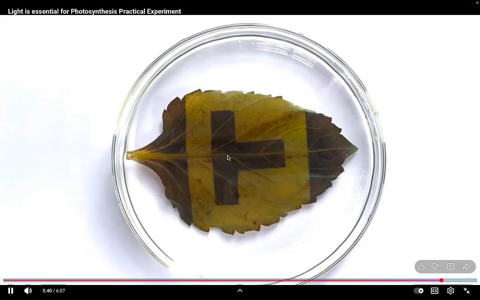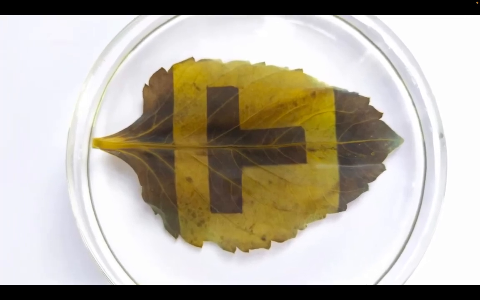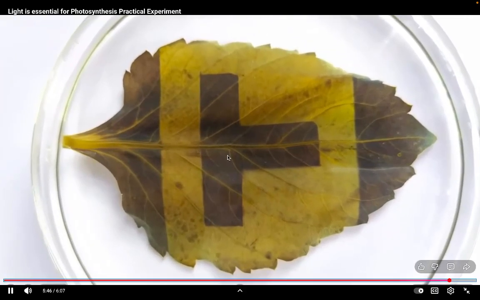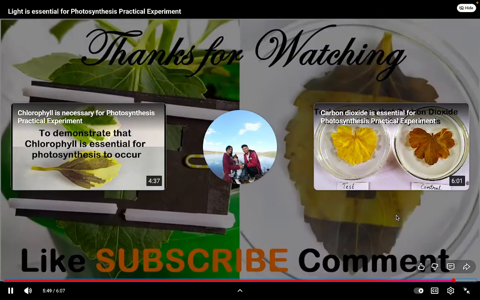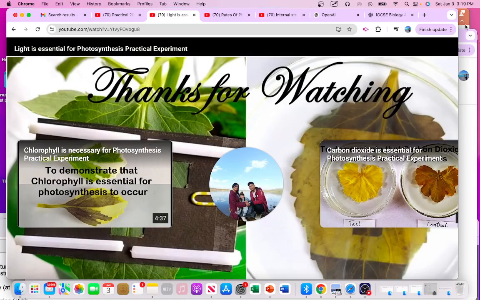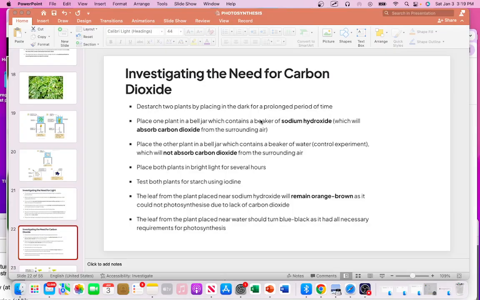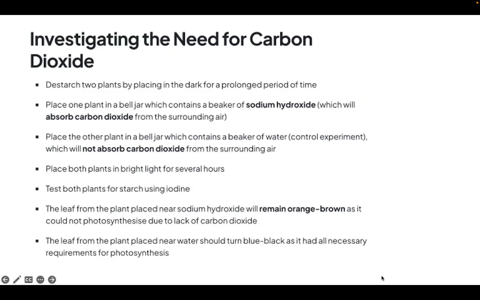This simple experiment clearly demonstrates that light is an essential external component for photosynthesis. It means without light, you can see there is no photosynthesis. Light is very essential for photosynthesis to take place in a plant. So these are the three conditions that are always very important for photosynthesis.